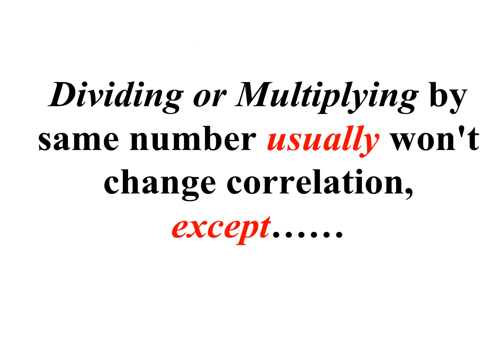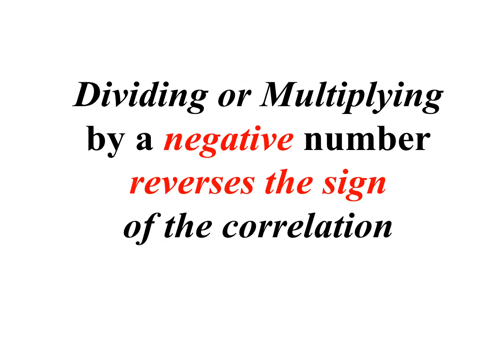Dividing or multiplying by the same number usually won't change the correlation, except dividing or multiplying by a negative number reverses the sign of the correlation. For instance, multiplying by a negative number will turn a positive correlation into a negative correlation, or a negative correlation into a positive one.